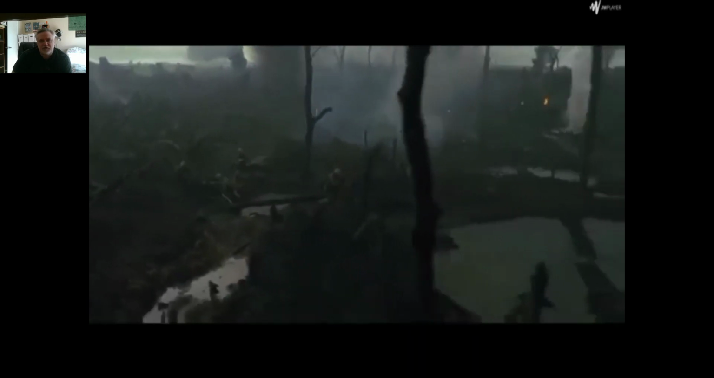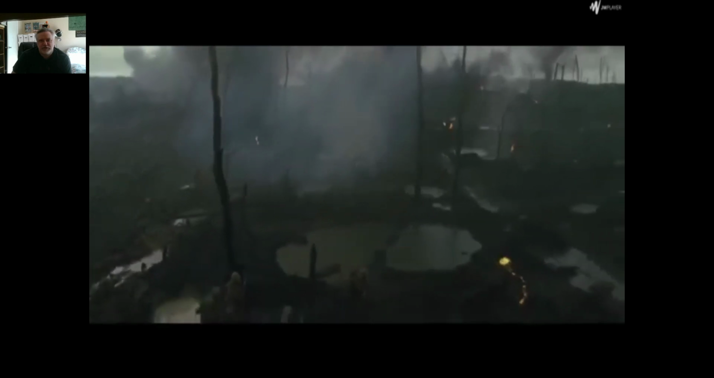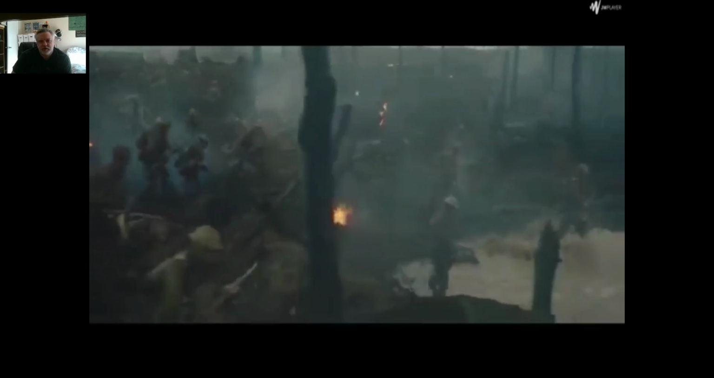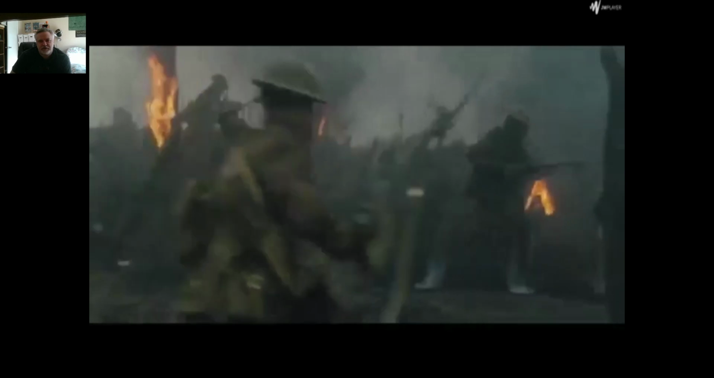See, they weren't even 30 feet away from their own trench, and they're already starting to get blown to bits. You have to get through all this crap before you even get close to the other trenches. Rifle fire, machine gun fire, artillery. No man's land.